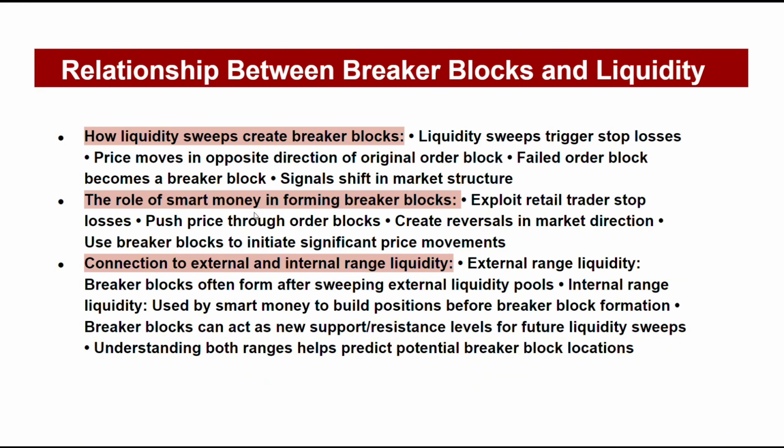So the role of smart money in forming these breaker blocks is exploiting the retailer's stop losses. So the higher the lows, the buy side, sell side levels being swept is the retail trader stop losses being exploited.